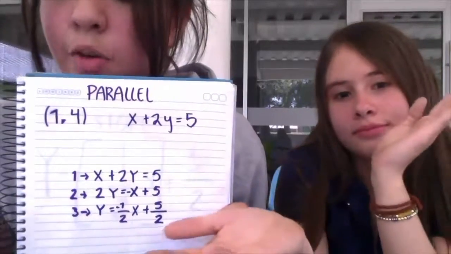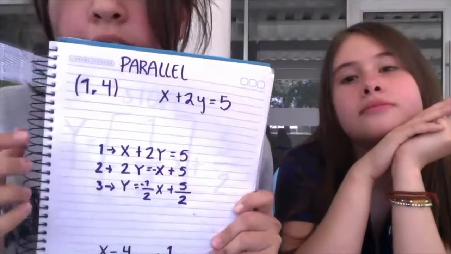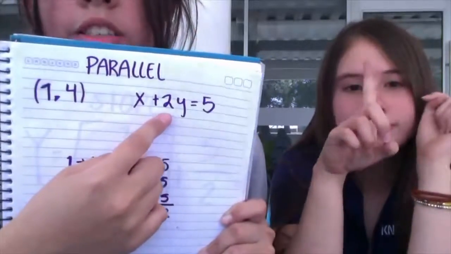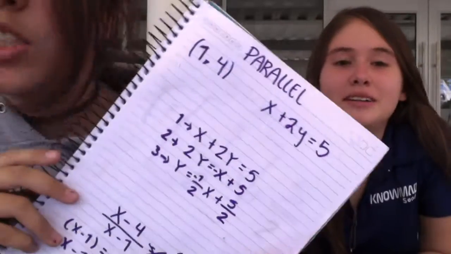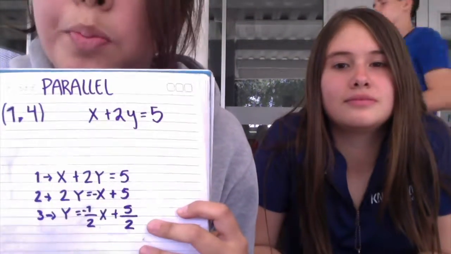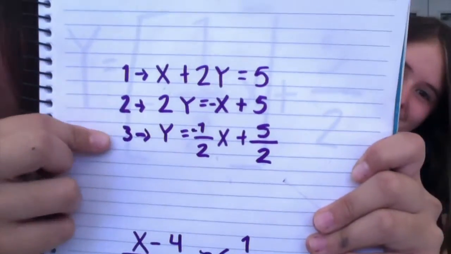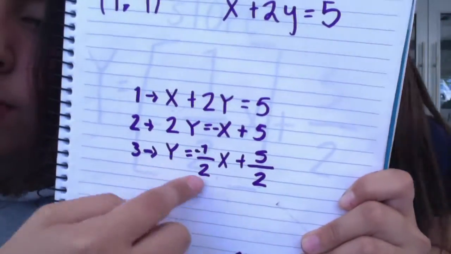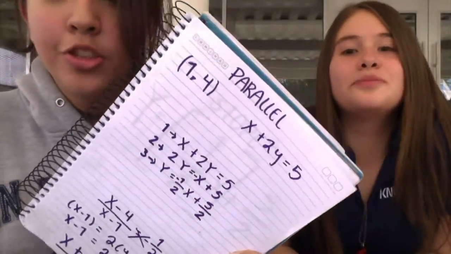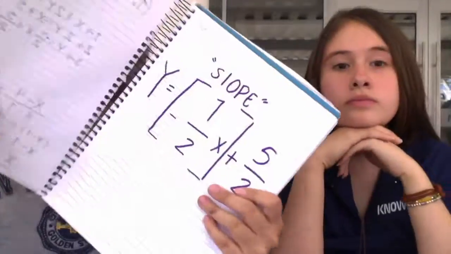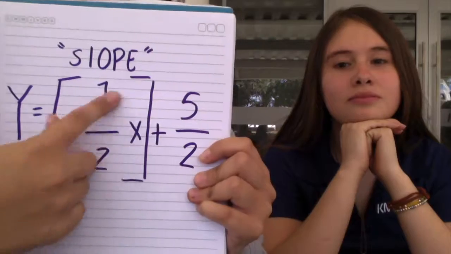We need to find the equation of the line that contains the point 1, 4 and is parallel to the line x plus 2y equals 5. Let's find the slope by changing this line to the slope intercept form. Like this. This is the slope intercept form. And you get this. Now you need to take the slope. The slope of this line is this one.